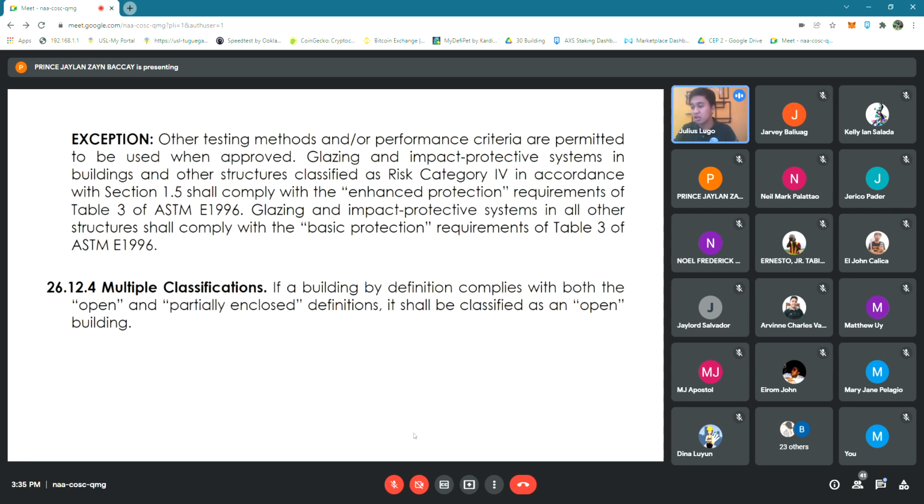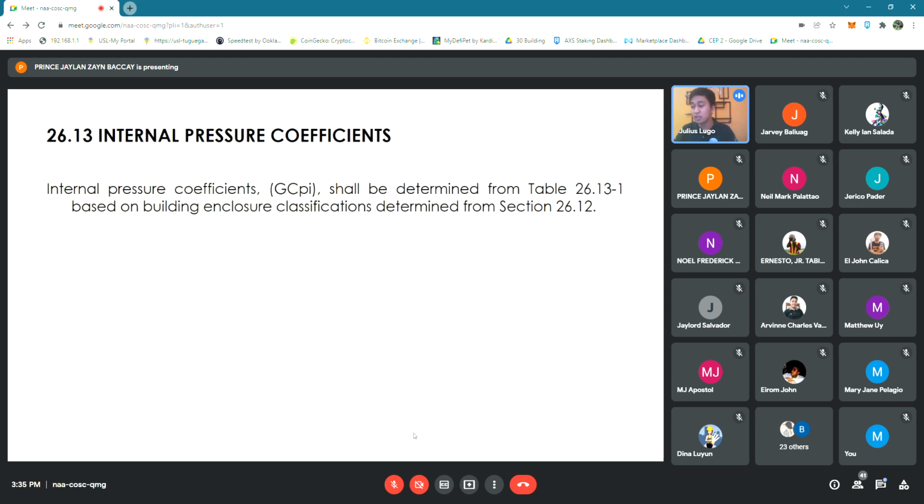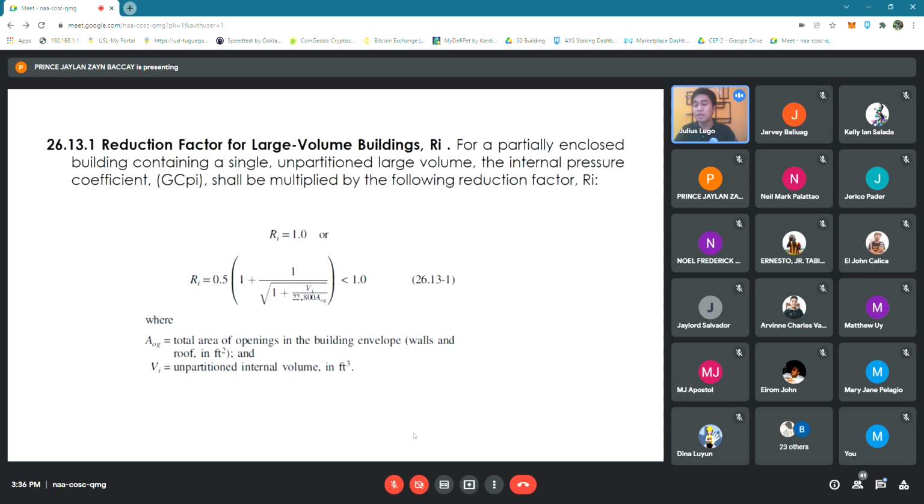So next is yung internal pressure coefficients natin. Internal pressure coefficient or the GCPI shall be determined from table 26.13-1 based on the building enclosure classification determined in or from sections 26.12. And then we can also use reduction factors, guys. We are also using reduction factors in terms of the GCPI. The next section will show you the formula to use in the reduction of the internal pressure coefficient. So the GCPI shall be multiplied by either 1 or this particular formula. Pwede kayong mag-reduce. This is to make the design more economical. So, yan yung magiging formula ninyo.